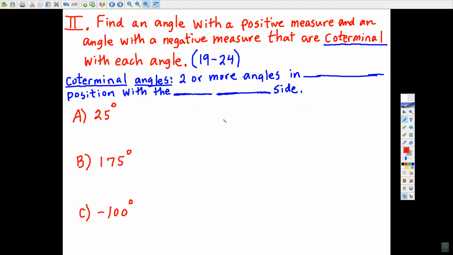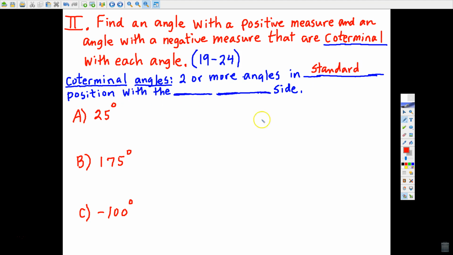Okay, so part 2 of our notes will help you with 19 through 24 of the homework assignment, and this is an exercise on coterminal angles. And that term probably makes sense to you. Coterminal, we'll just go ahead and define it here. Coterminal angles are two or more angles in standard position.